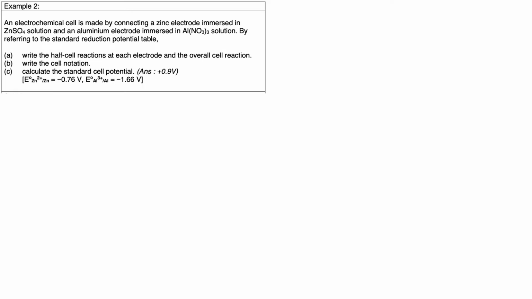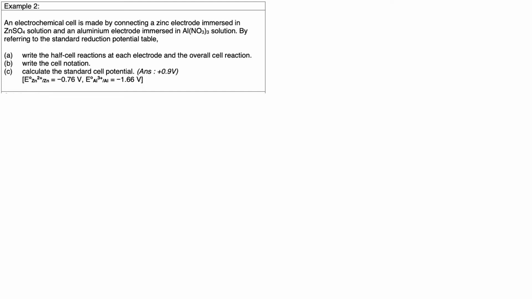Okay, let's take a look at this second example. An electrochemical cell is made by connecting a zinc electrode immersed in zinc sulfate solution and an aluminium electrode immersed in aluminium nitrate solution. By referring to the standard reduction potential table, write the half cell reaction at each electrode and the overall cell reaction.